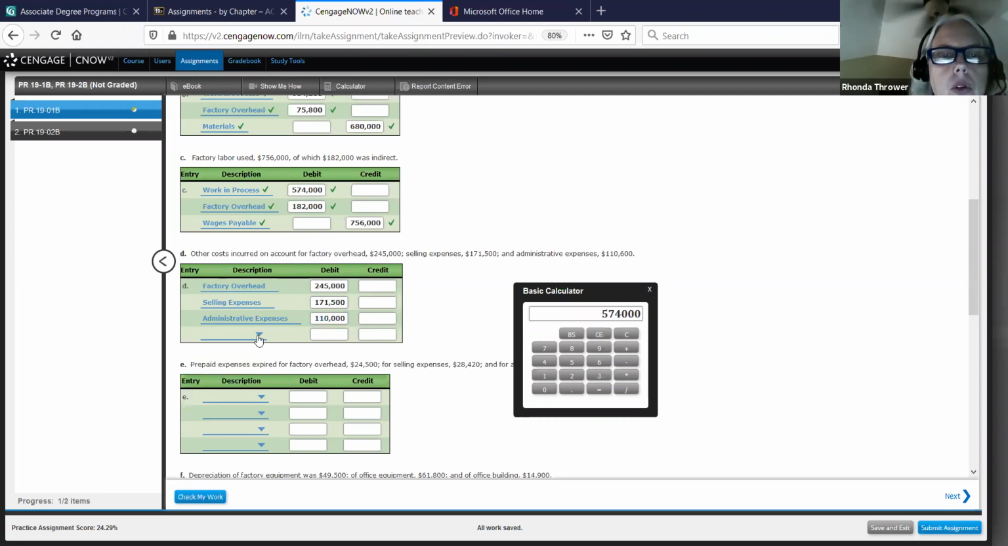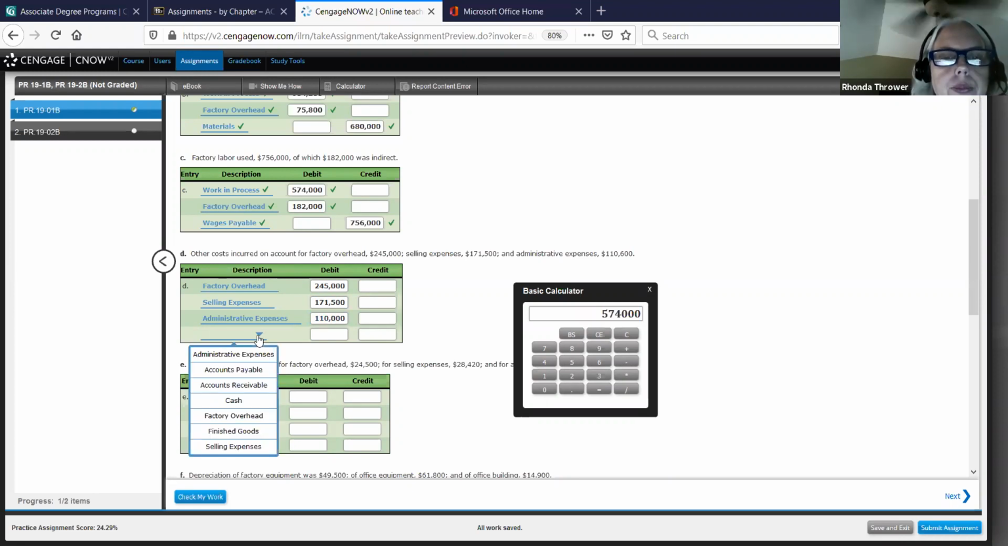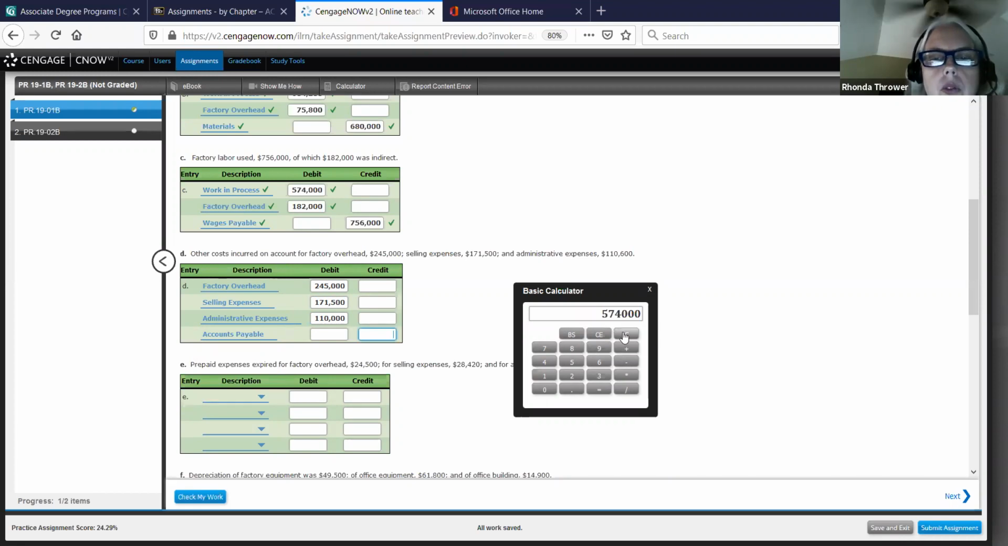And then we're going to credit our accounts payable because all of these costs were incurred on account. So I'm going to have to add up all of the costs. All of the debits are going to be added together.